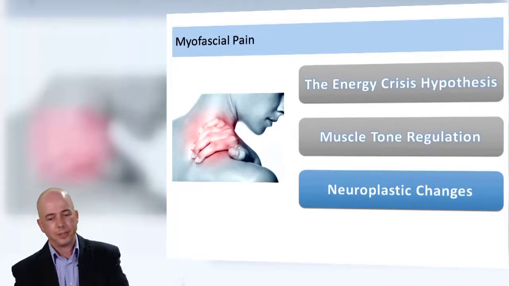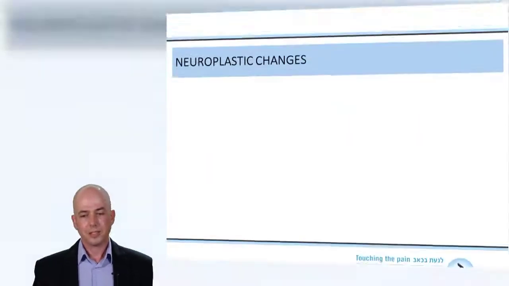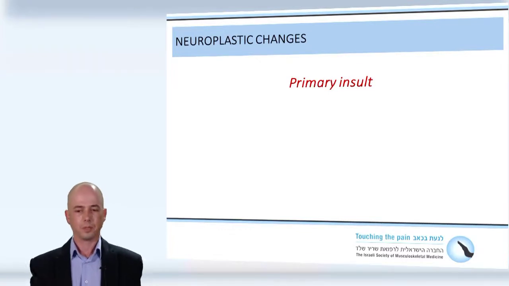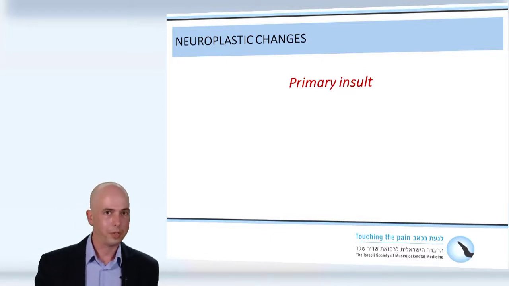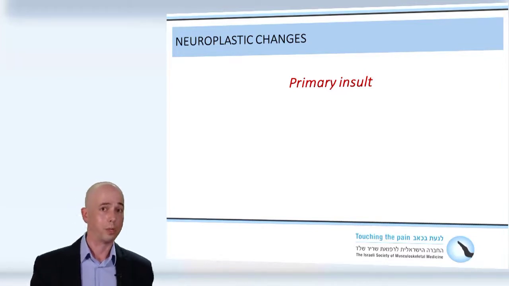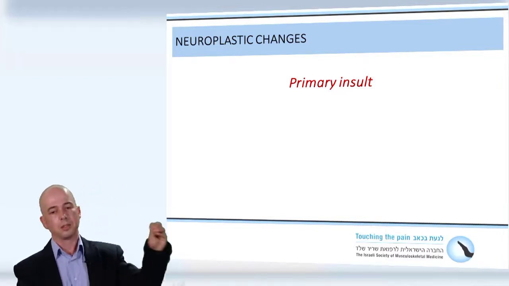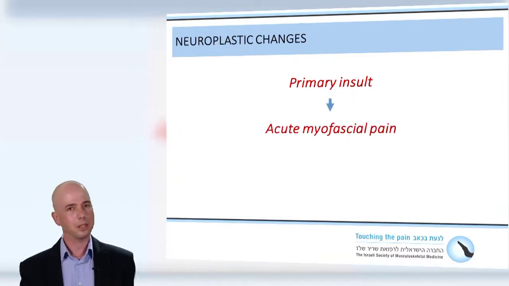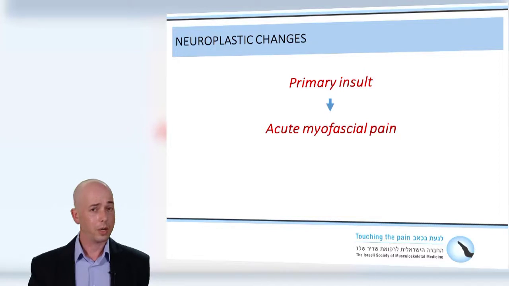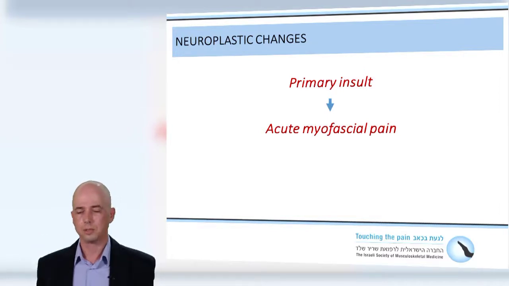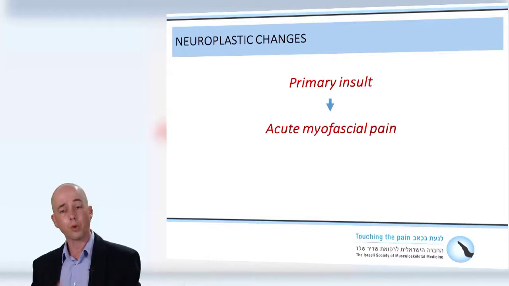The other point is neuroplastic changes. Neuroplastic changes are something that we see especially in chronic myofascial pain. Now, all of us probably have experienced myofascial pain during our lives. Those of us who haven't probably will. So we think there's some kind of a primary insult causing acute myofascial pain, but the thing is that most patients will recover pretty quickly from acute myofascial pain, and only a small part of the patients will develop chronic myofascial pain.